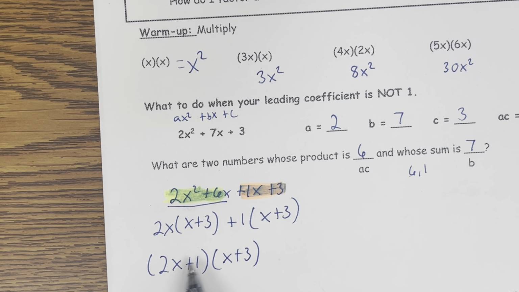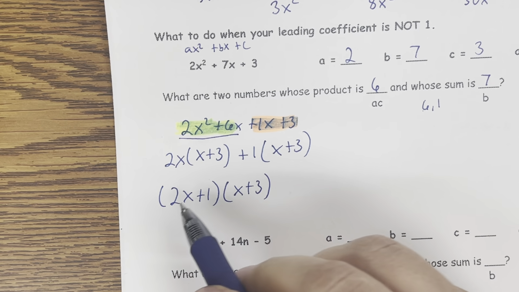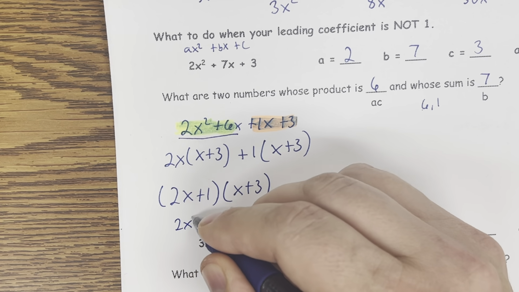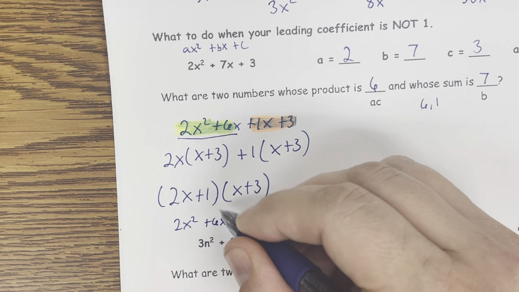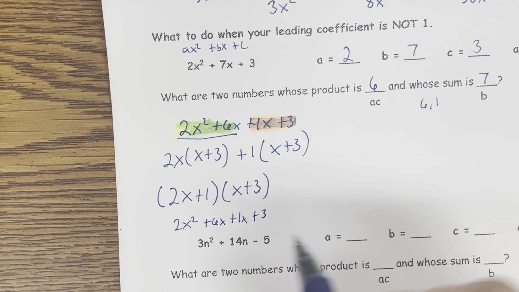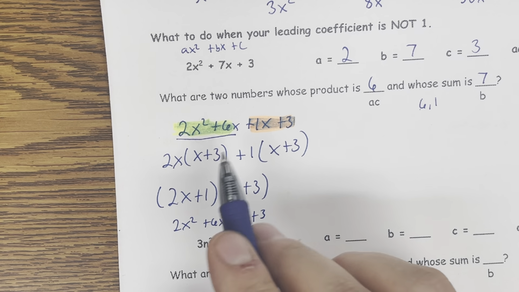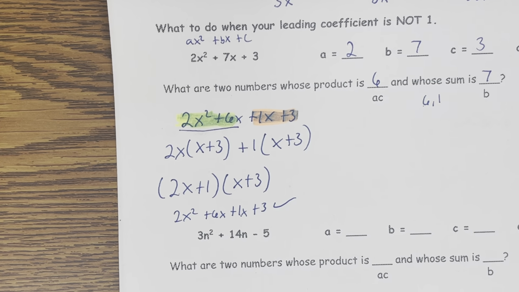Now you could FOIL this out to check your work. For the first one I'm going to, just so you see how we're going to end up with what we started with. 2x times x is 2x squared. 2x times 3 is 6x. 1 times x is plus 1x. 1 times 3 is 3. Notice we ended with exactly what we started with. 2x squared plus 7x plus 3. We got it right. We're good to go.